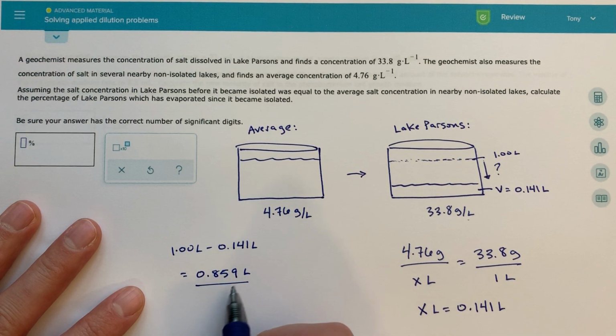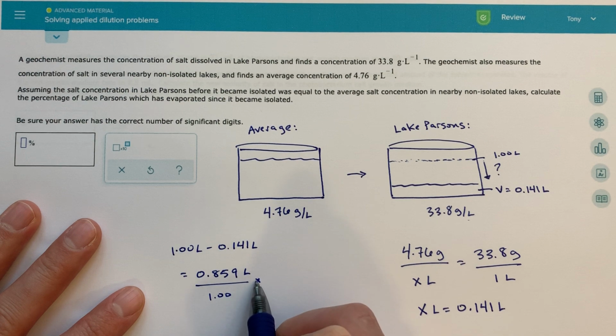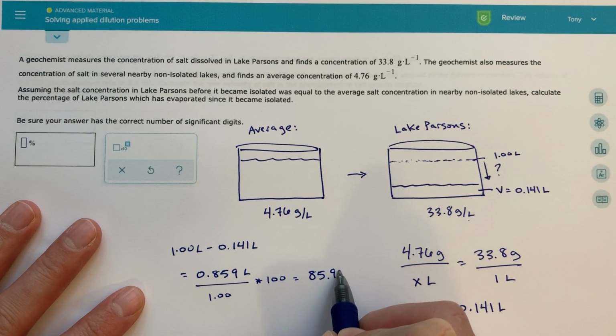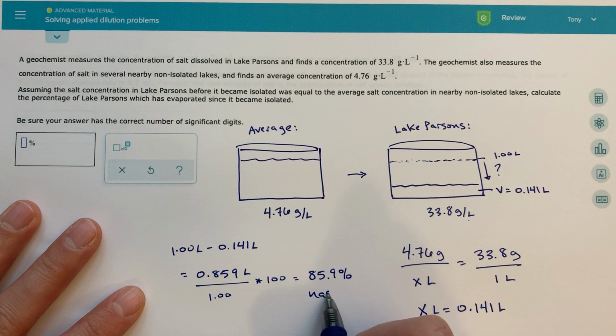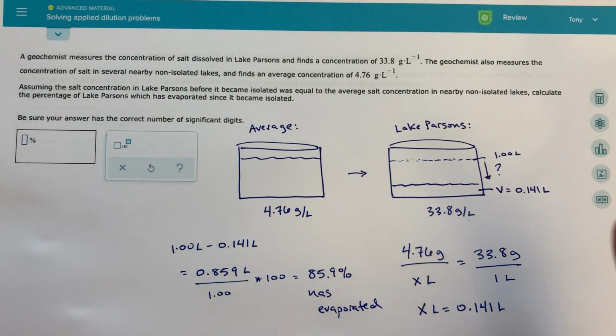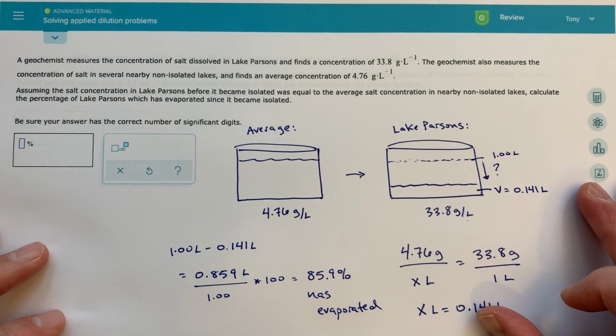If I divide that by 1.00 and multiply by 100 to get a percentage, that's going to be 85.9% has evaporated. So, like I said, this is definitely a confusing, sort of problem-solving type of topic.